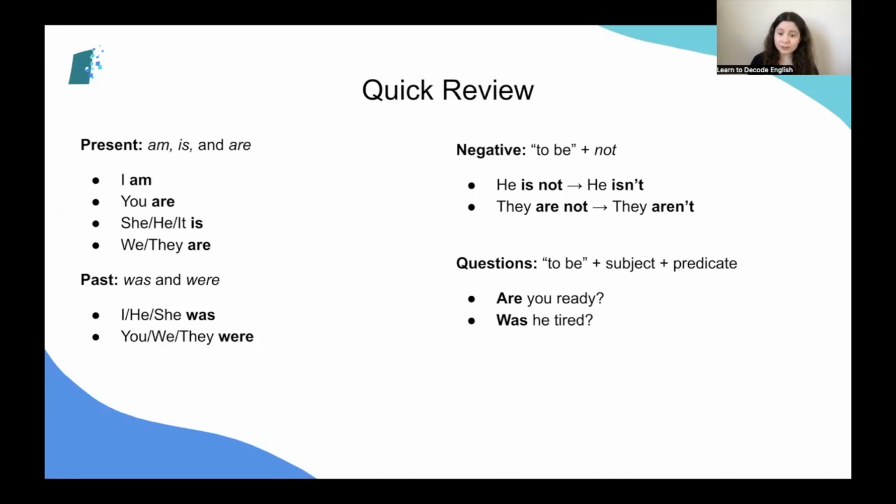To form a question with the verb to be, just move the verb to be to the beginning of the sentence before your subject. Are you ready? Was he tired?